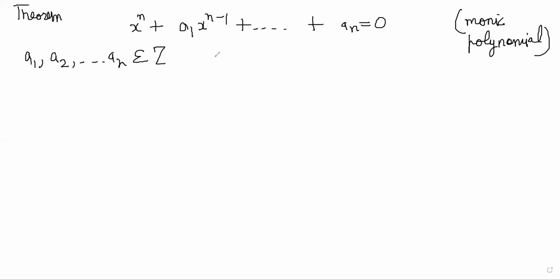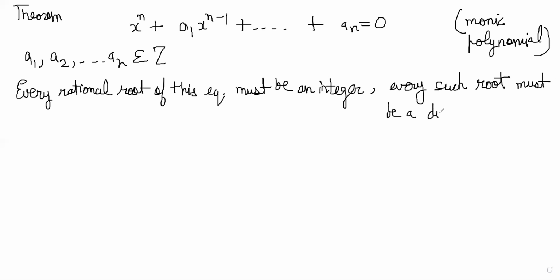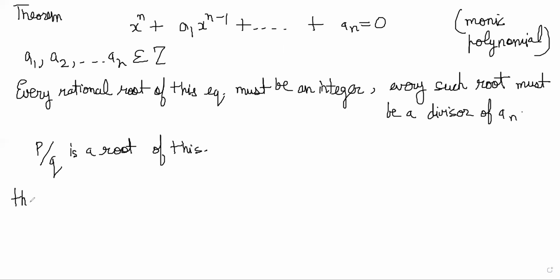So now we can say that every rational root of this equation must be an integer. Also, every such root must be a divisor of an. How are we making these claims? We are following the previous theorem only. So we are saying if p by q is a root of this, then that means that p should divide an and q should divide a naught, right?